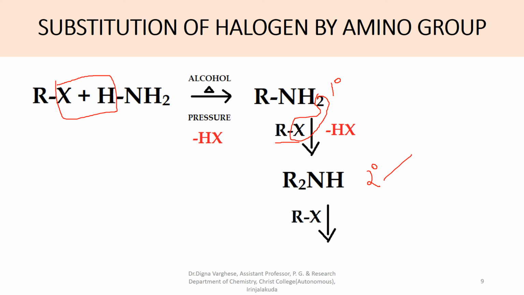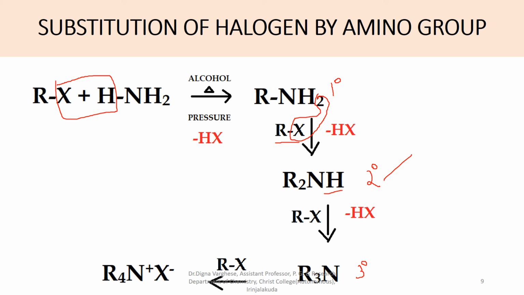It forms a primary amine here, it forms a secondary amine here, and it will further react with an alkyl halide because there is one more hydrogen. Minus HX is removed, forming a tertiary amine. Okay. It will further react with one more alkyl halide, forming a quaternary ammonium salt, that is R4N plus X minus. Okay, so it is a quaternary salt.